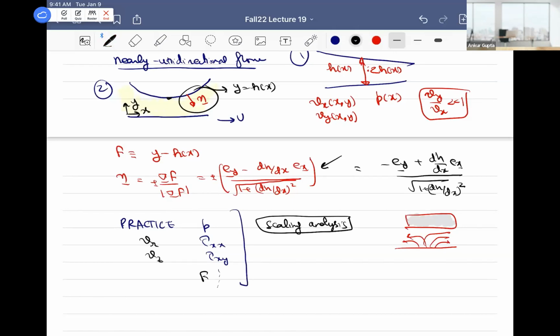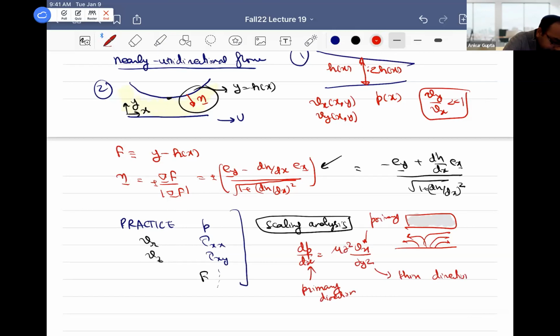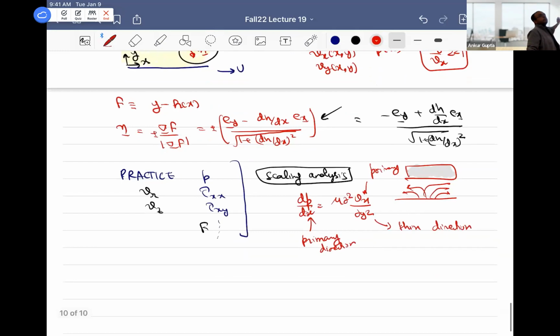Before I jump ahead, remember that we use dp/dx equal to mu del squared V_x by del y squared. This is the primary direction, the primary velocity, and this is the thin direction. This is how we write the equation. You are not expected to derive this equation. You can just directly write it in an exam.